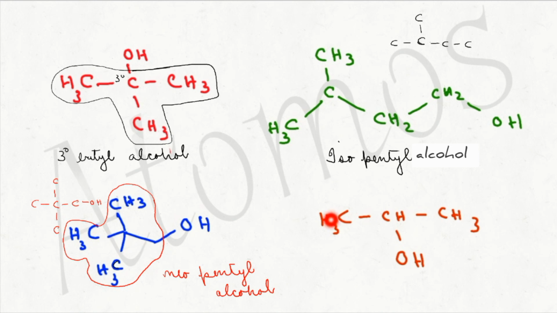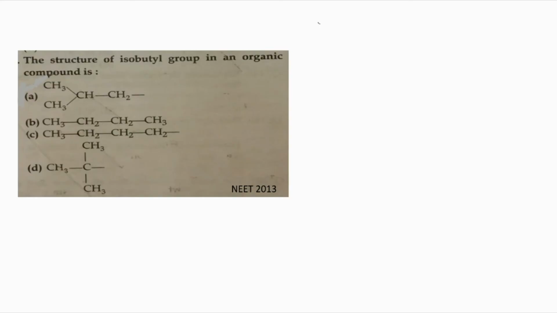What about the last one? 3 carbon atoms are there. Either the substituent can be attached to the N carbon atom or to this second carbon atom. If it is attached at the end, we will be using normal. Now, here it is attached to the middle carbon atom. So, we will have to use isopropyl alcohol. That will be the common name of this compound. It's so easy, right?